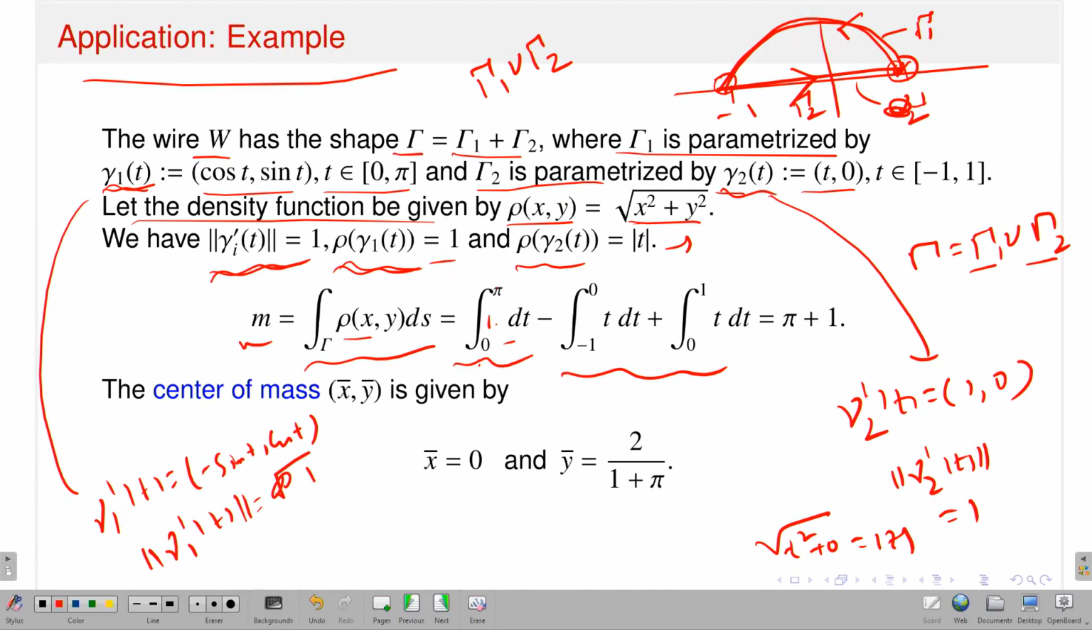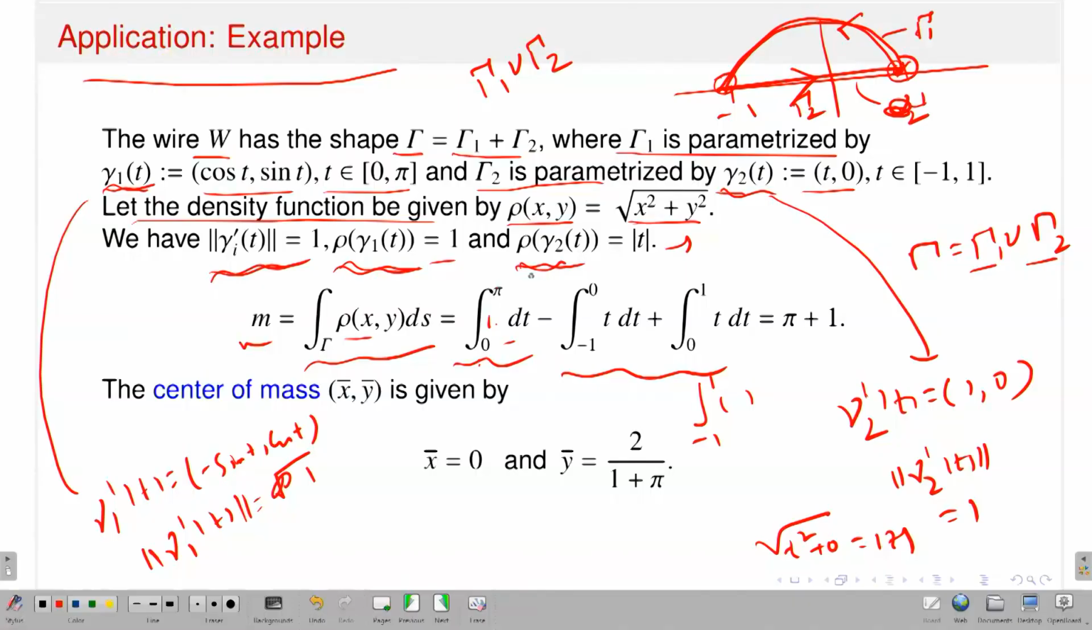What about the second one, over capital Gamma 2? With the parameterization small gamma 2, this is the integral from minus 1 to 1 of rho of gamma 2 of t times the norm of gamma 2 prime of t dt. Rho of gamma 2 of t is modulus of t, and the norm of gamma 2 prime is 1, so it will not contribute. So the second one is the integral of modulus of t dt. You break it into two parts: if t is from minus 1 to 0, it is minus the integral from minus 1 to 0 of t dt, and if t is positive, the integral from 0 to 1 of t dt. You just do the integral, it will be pi plus 1.